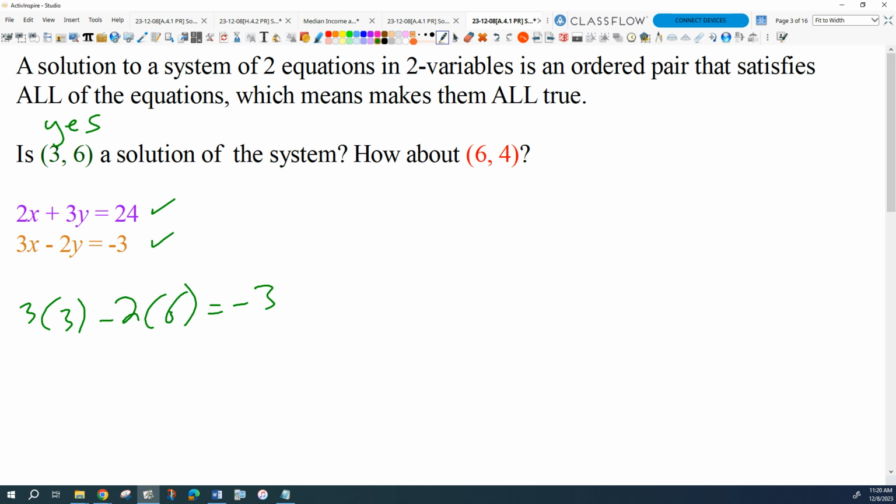How about the red ordered pair? Well, we already know the red ordered pair is a solution of the purple equation. How about the other equation? Let's see, the orange equation. I'm going to get 3 times 6 minus 2 times 4 equals negative 3. True or false? False. So although it is a solution of the purple equation, it's not a solution of the orange equation. And so it is not a solution of the system because it didn't satisfy both.